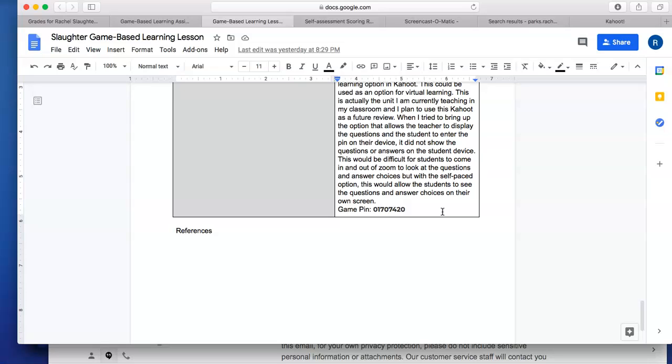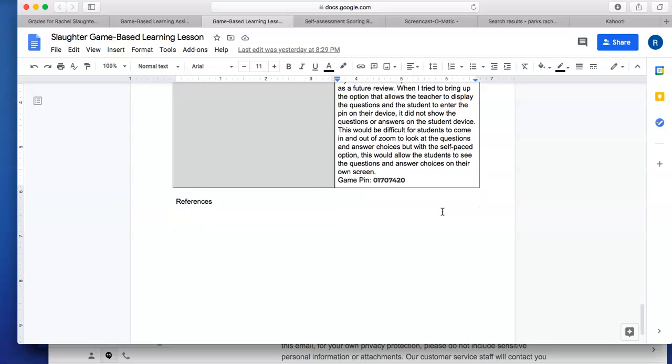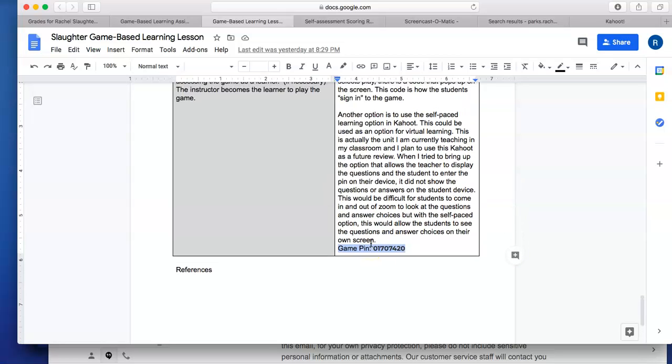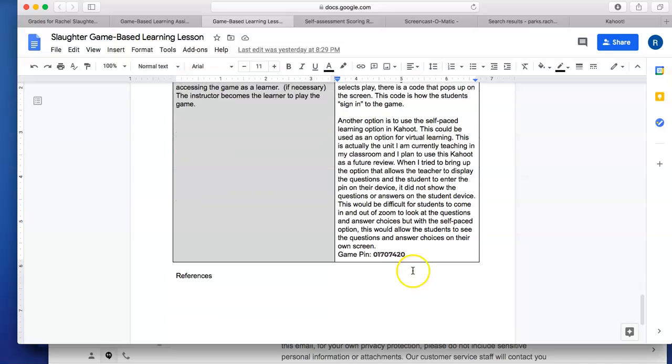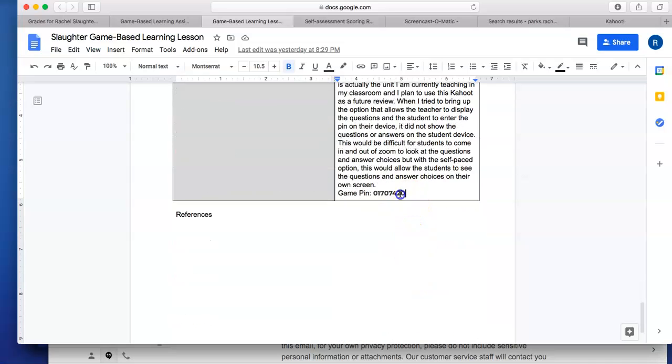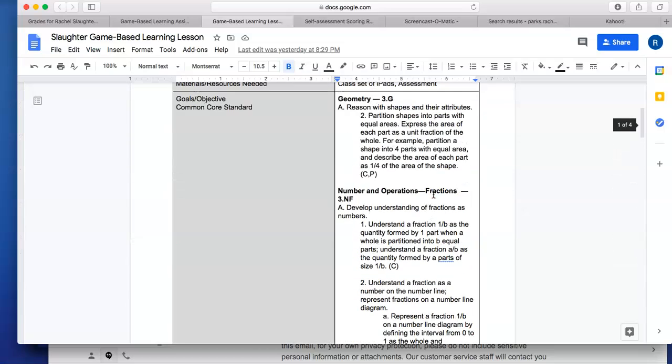This would allow the students to see the questions and answer choices on their own screen. I also provided the game pin. This game pin is only for if I were to do this self-paced learning with the Kahoot. If I use the link up top, this is what a teacher can use to select either one. So this game pin down here is mainly for students if they were to do the self-paced learning. All right, so now just to take a look at the Kahoot and explain a little bit about it.